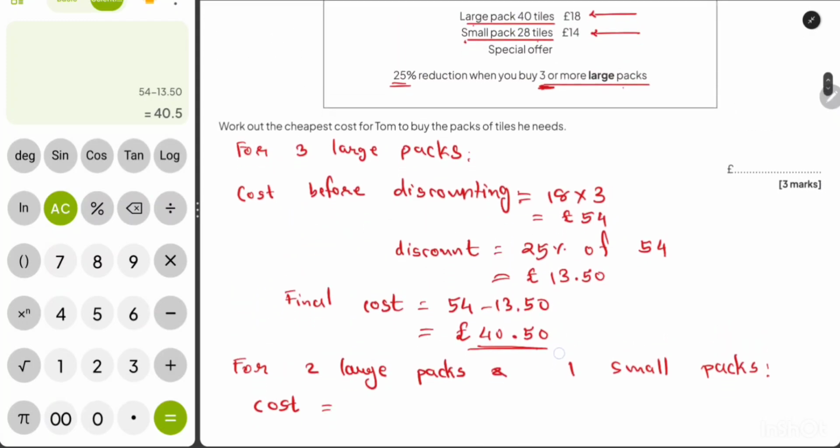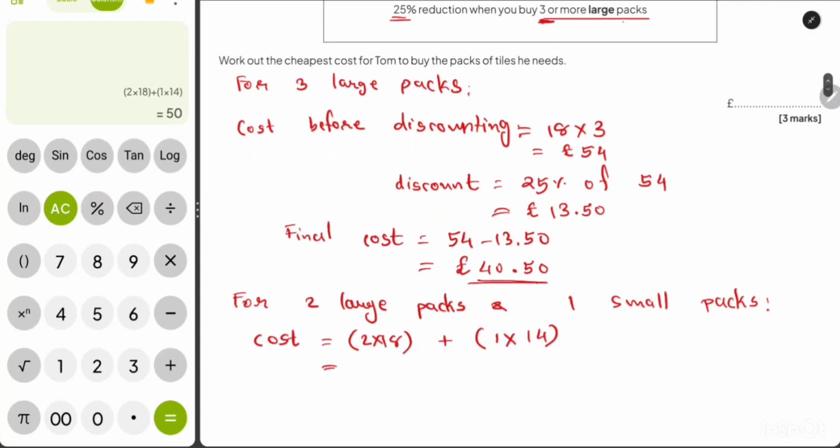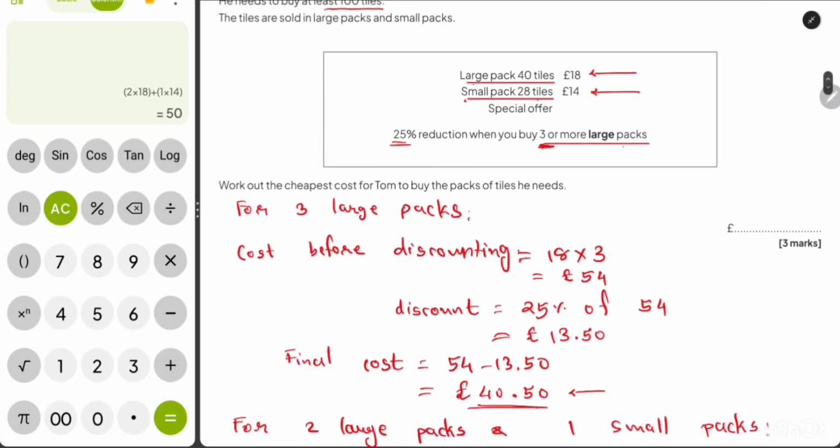So 2 times the cost of large pack, that is 18. So 2 times 18 plus 1 times 14. So let's find it out. 2 times 18. Don't forget to put the brackets here also in the calculator. Plus 1 times 14. So that's 50 pounds. And if you find any other mix and match, it will be more than that only. So the most efficient will be 40.50 only. So this is the cheapest cost.